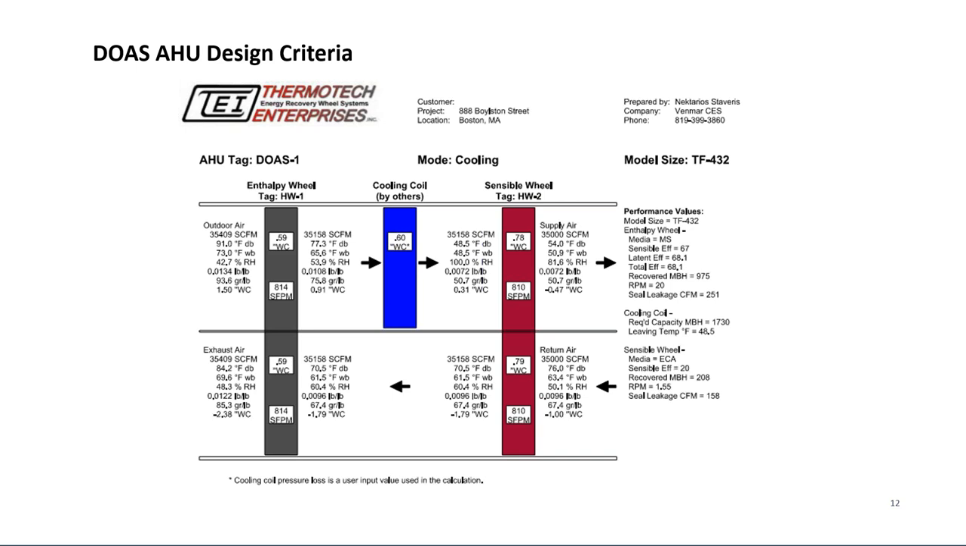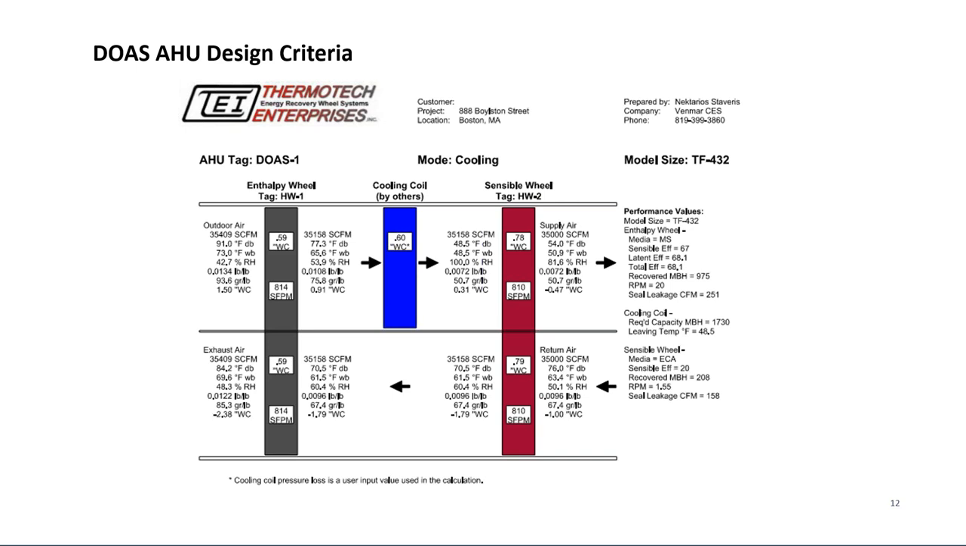So a lot of our projects of that scale, this is actually the selections that we used for 888 Boylston, which I'll talk to you more about in detail in a moment. We're really trying to drive down the wet bulb and dry bulb temperatures much lower than you would for a VAV system. So we're ending up with a second sensible wheel on almost all of these projects. Not so much the lab projects, because we're not really using wheels on the lab projects, but certainly on the office projects.